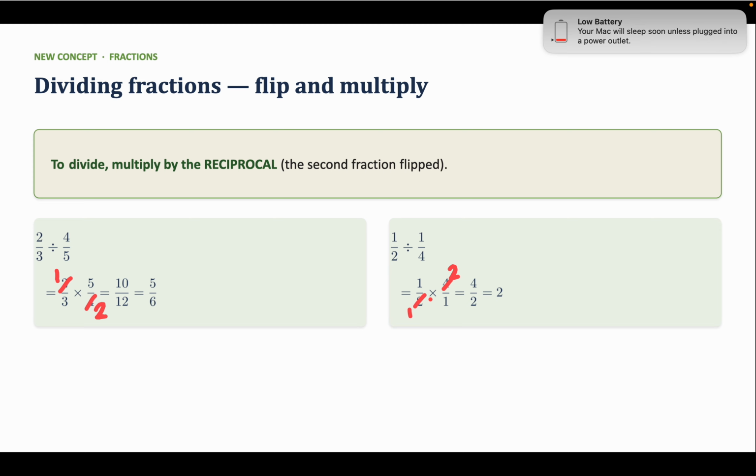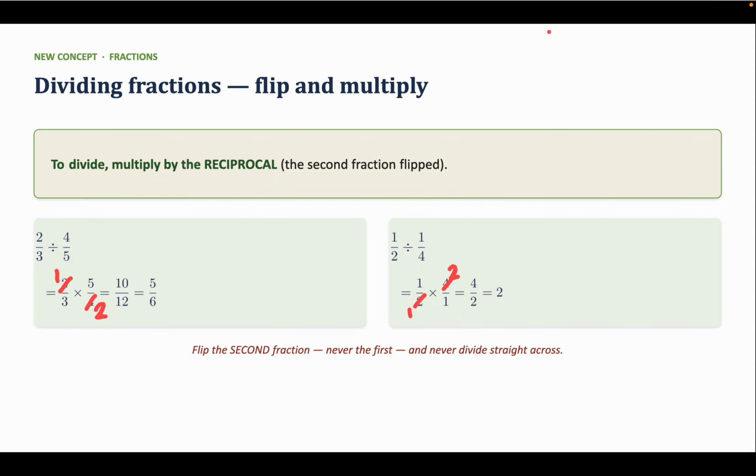And notice that the answer, 2, is bigger than 1/2 because we asked how many fourths fit into 1/2. And just remember to flip the second fraction, never the first one, and never divide straight across.